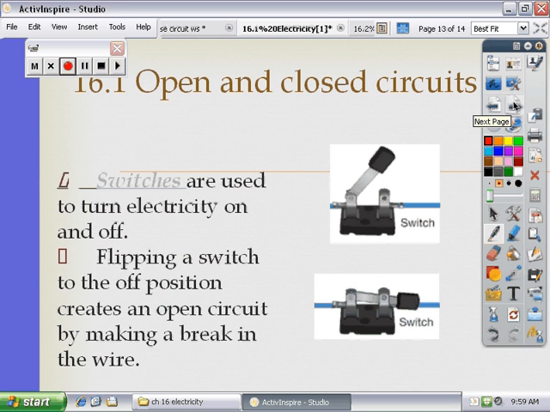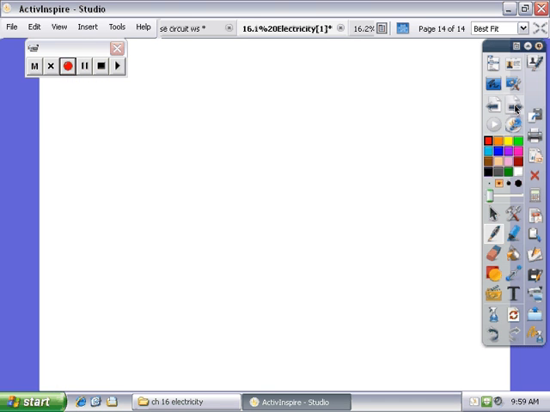So switches are used, and flipping the switch to the off position creates an open circuit like we said. You see this in everything that you turn on or off. Okay. Does that make sense? So, open and closed circuits.